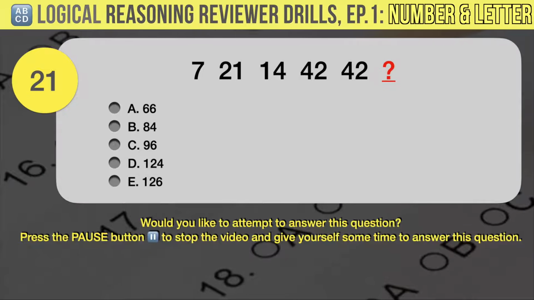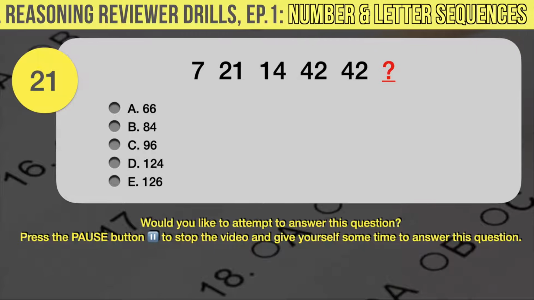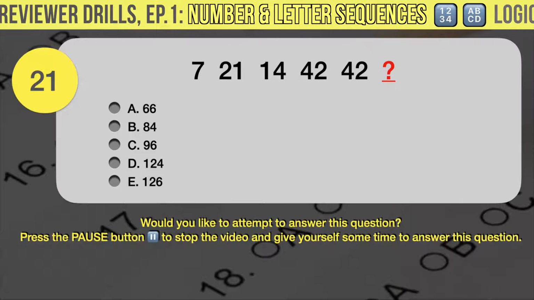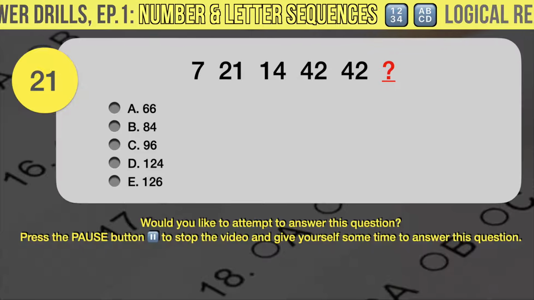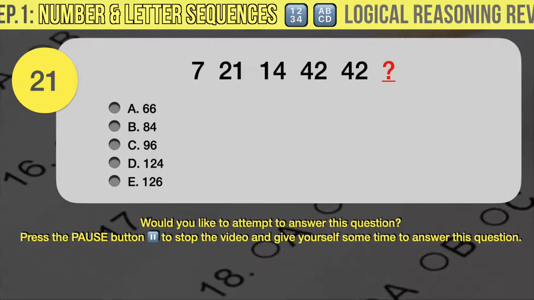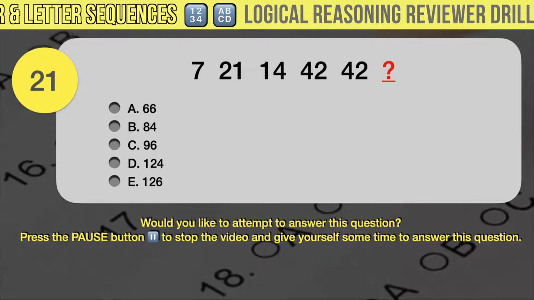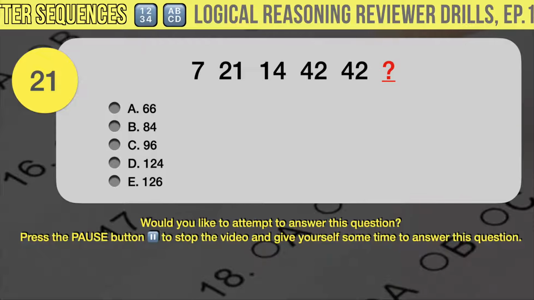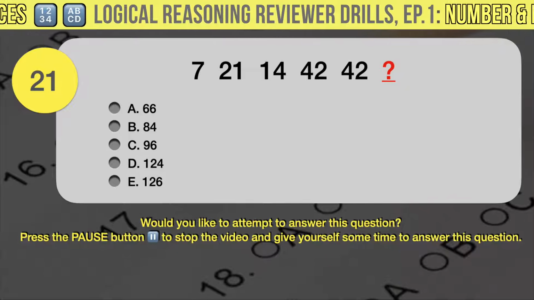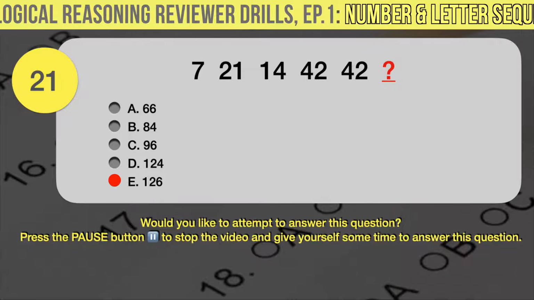Drill question number 21. Which number comes next in the following sequence? 7, 21, 14, 42, 42. Your answer choices are A, 66, B, 84, C, 96, D, 124, E, 126. The correct answer is E, 126.